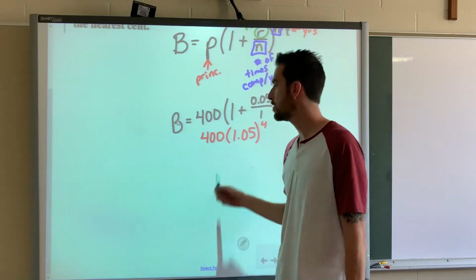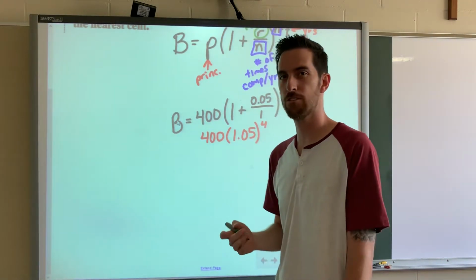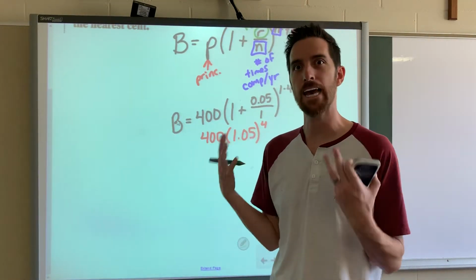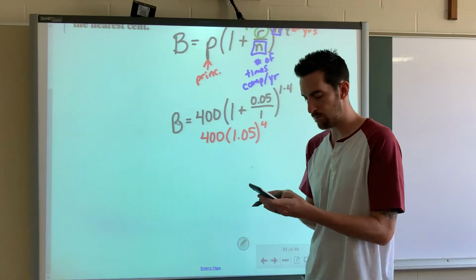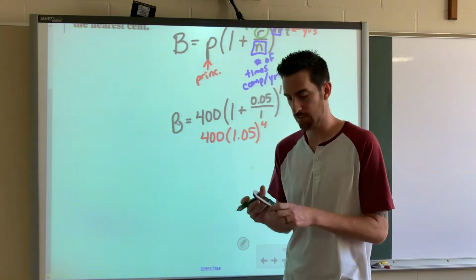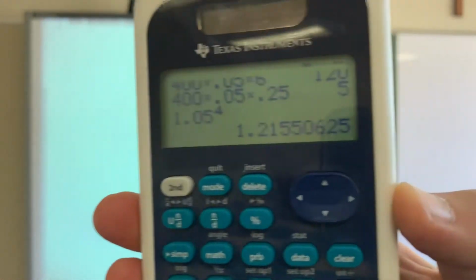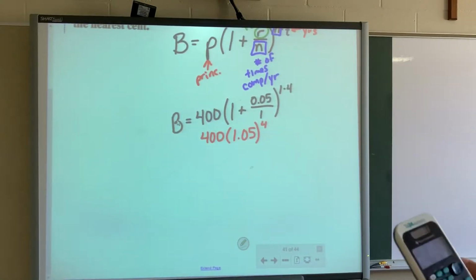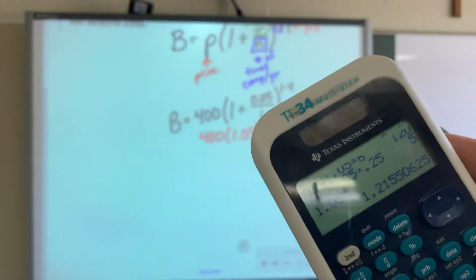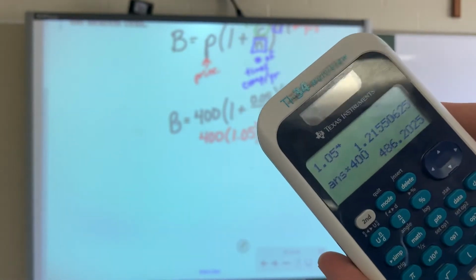Then order of operations. You can do multiplication next, or you can do exponents next. Which one comes first in order of operations? Exponents. So we have to do 1.05 to the 4th power. Now you're going to get a ridiculous decimal. I don't know if you could see that. That's a long decimal, right? You don't even need to write that. Just go ahead and hit times 400. Boom, and we get that decimal.